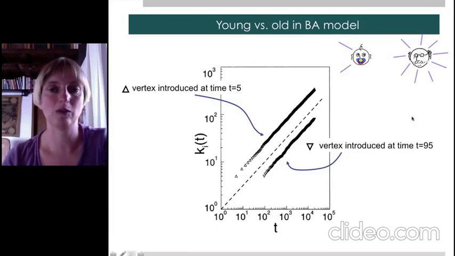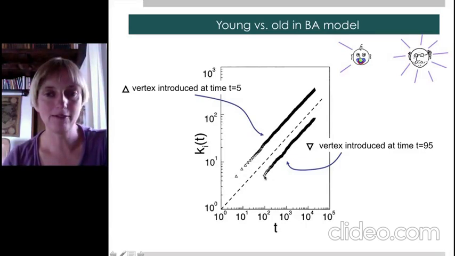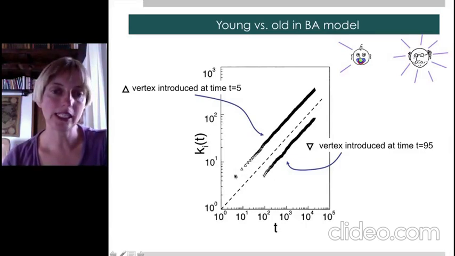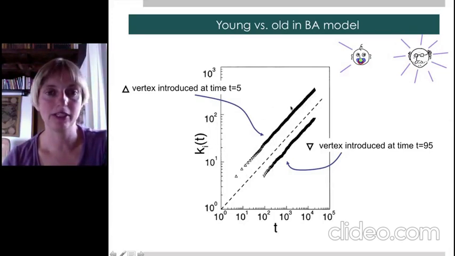So if we look at these two nodes, this one was born at time equals 5, and this one's born at time equals 95. And so you can see that they're both kind of tracking in terms of their growth, and since this is a log scale, really at the point that the older node has over 100 edges, this younger node just has a few dozen, right? And it's not really catching up.